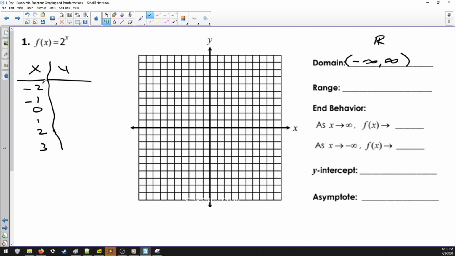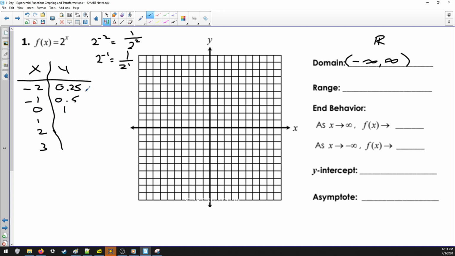If I plug in 2 to the negative 2, you can type that in your calculator, or think of 2 to the negative 2 as equal to 1 over 2 squared, which is 1/4, or 0.25. Then I can do 2 to the negative 1, which is 1 over 2 to the first, that's 1/2, so 0.5. If I plug a 0 in, 2 to the 0, anything to the 0 is 1.